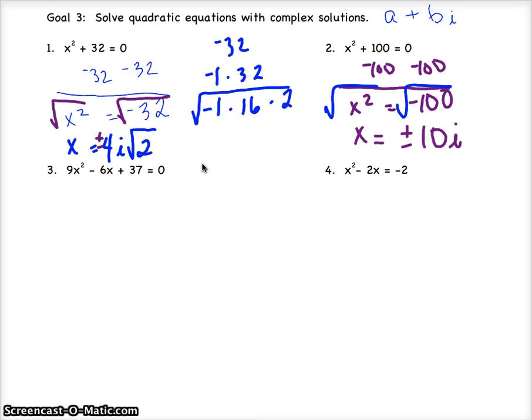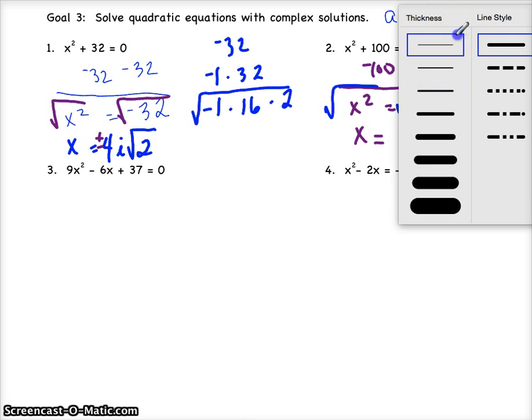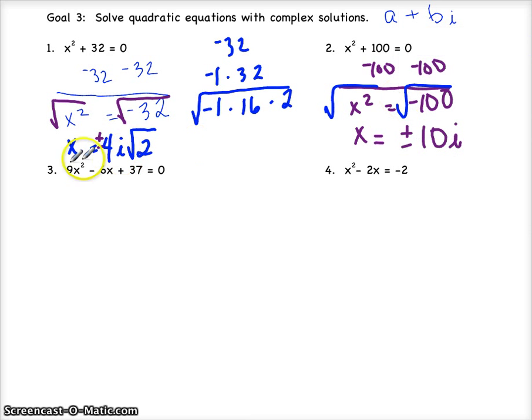So what is another option to solve quadratic equations without having to factor, especially if the numbers are a little bit troublesome like these? I hope you said the quadratic formula. Using the quadratic formula, we need to identify a, b, and c. In this case, a is 9, b is negative 6, and c is 37.